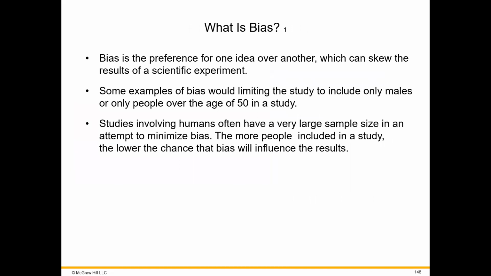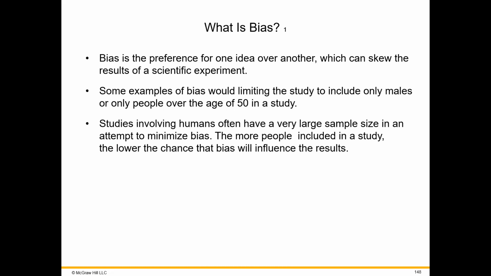What is bias? I've already mentioned it a little bit, but it is the preference for one idea over another, which can skew the results of a scientific experiment. In some studies that were very commonly done in the past, an example was that males or only people over a certain age were included, right? And that would be a limitation that needs to be mentioned if the study will be published, because that does not represent the entire population.